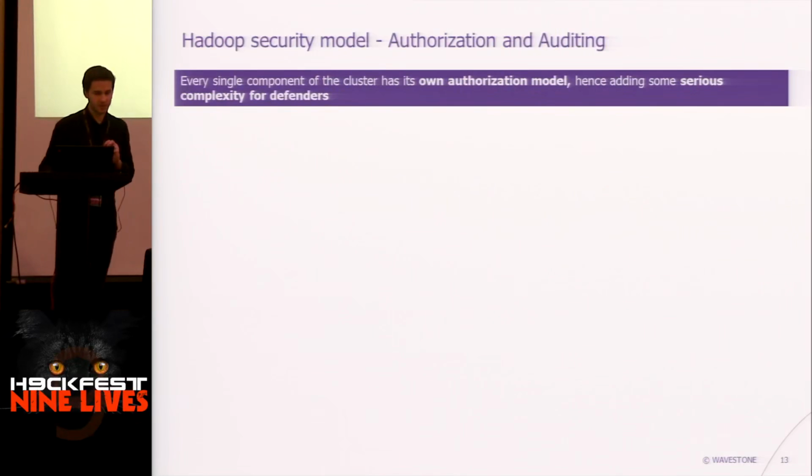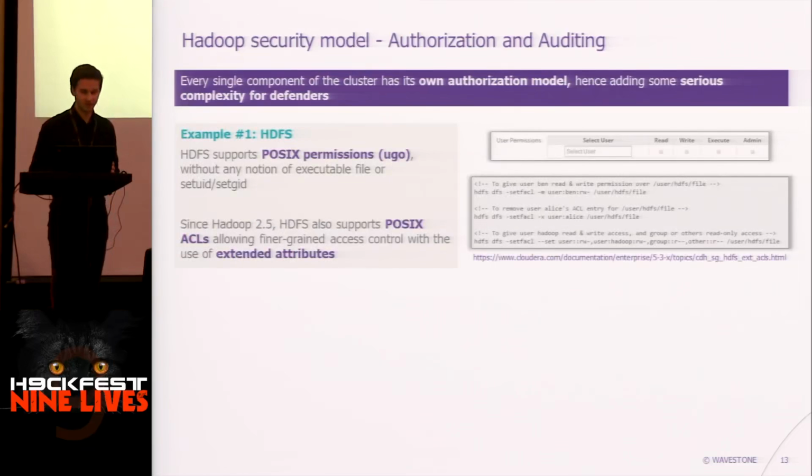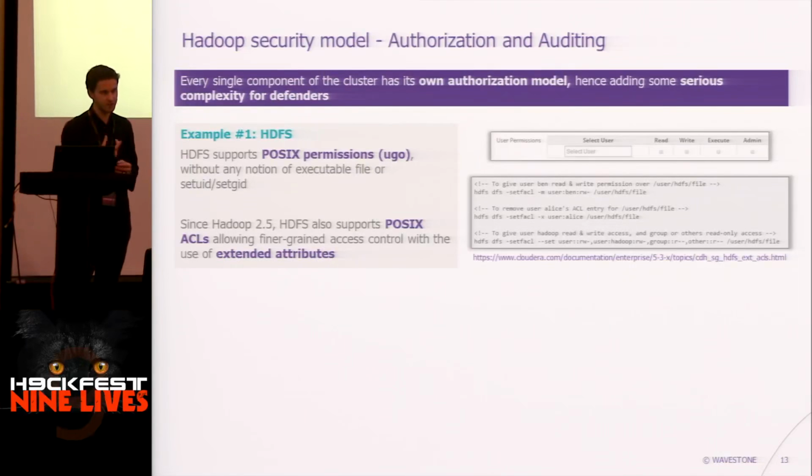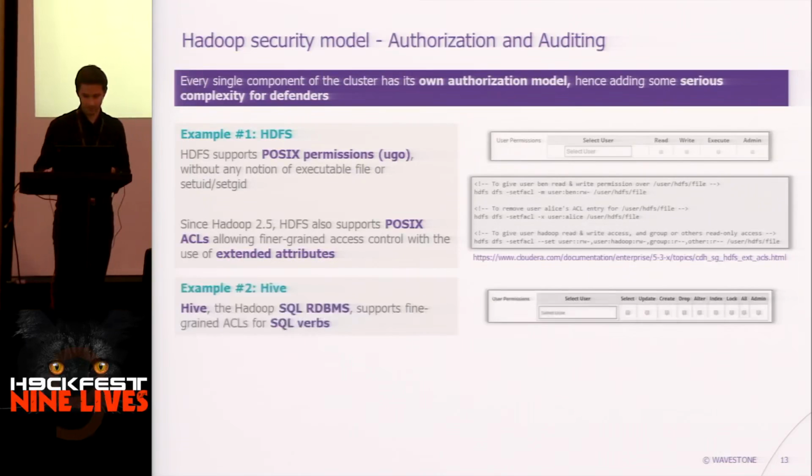Then, for authorization, each module, you remember all the modules I showed you, the hundreds of modules, each module has its own authorization model. Again, for defenders, that's a pain. For instance, HDFS, which is pretty simple and at the root of Hadoop, is based like Linux on the POSIX permissions, like UGO, user group other. And since Hadoop 2.5, HDFS also supports POSIX ACL, so you can have extended attributes for finer grain ACLs.